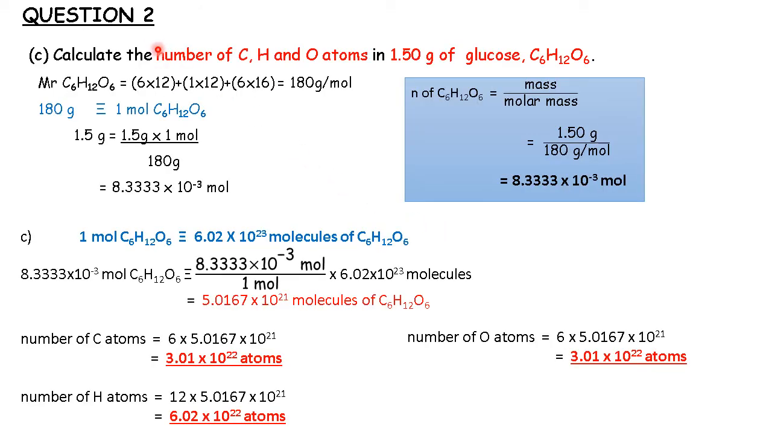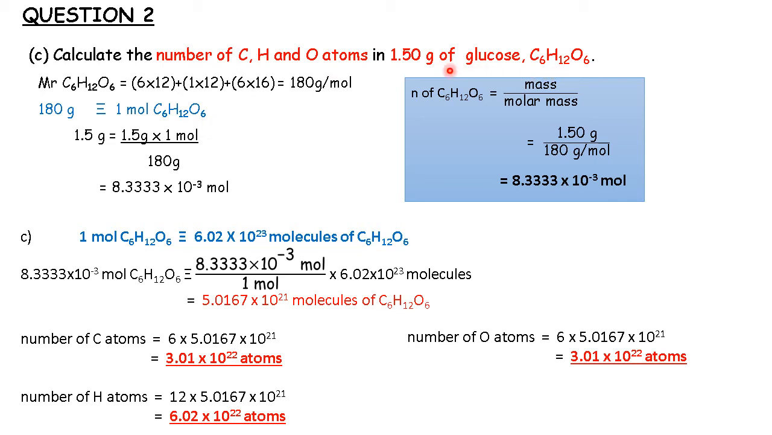Okay, next look at question C. Question C asks to calculate the number of carbon, hydrogen, and oxygen atoms. There are 3 questions, in 1.5 gram of glucose, C6H12O6. Actually, this question is exactly the same as question 2B. First we need to find out the molar mass, the number of mole of glucose. So based on here, we know that 180 gram of glucose equivalent to 1 mole of glucose.